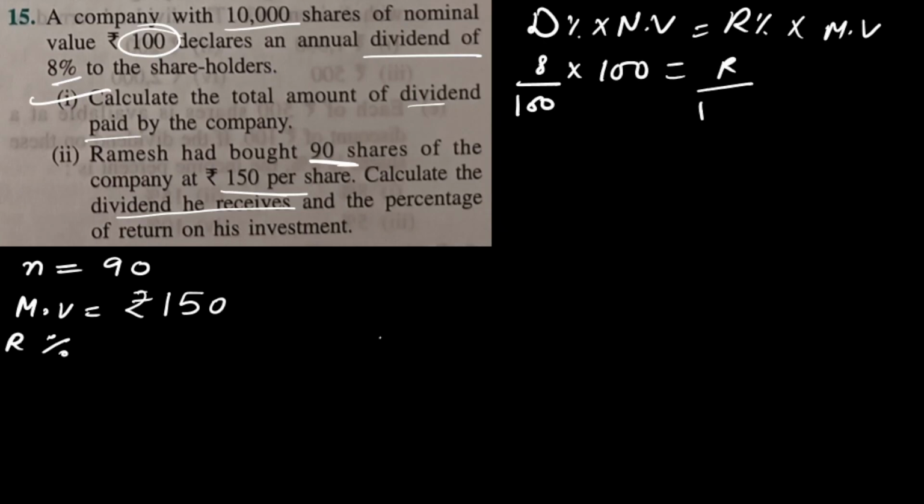Return we have to find. So percent means by 100 we can write. So why am I writing by 100? It will become easy for us to do the calculation. So market value is how much? 150. Now individually we can solve the different sides first.